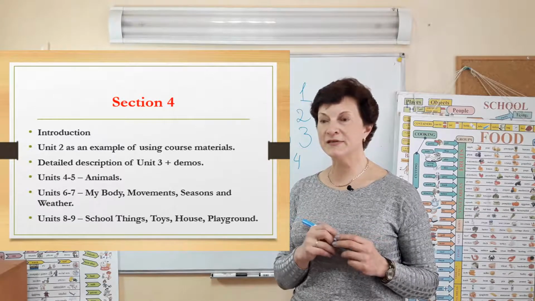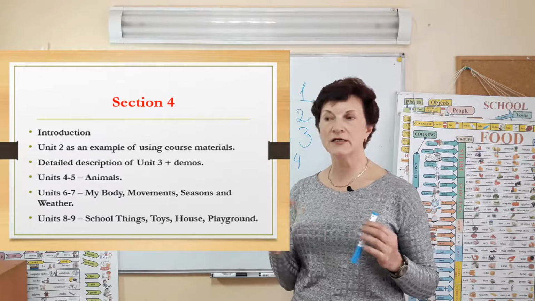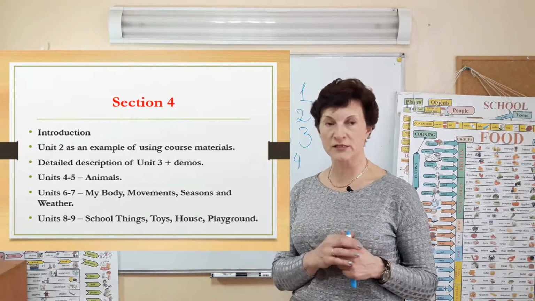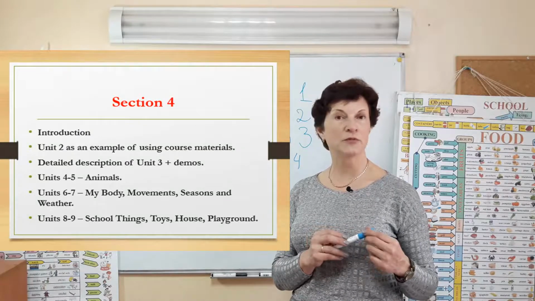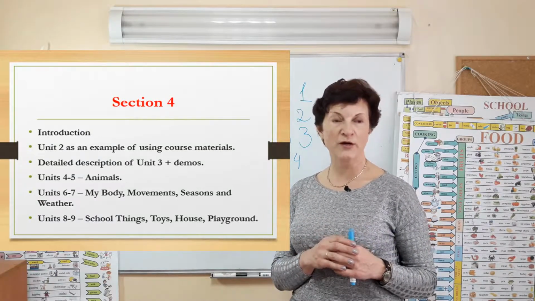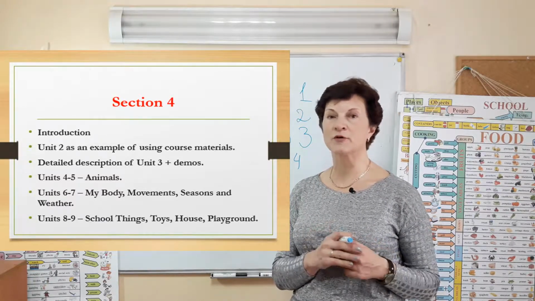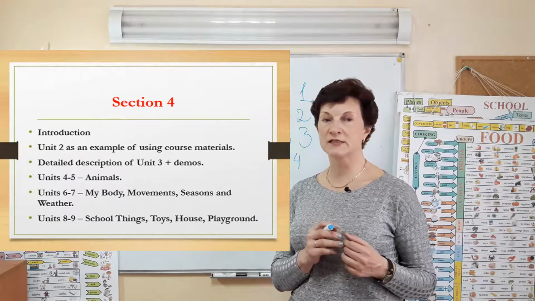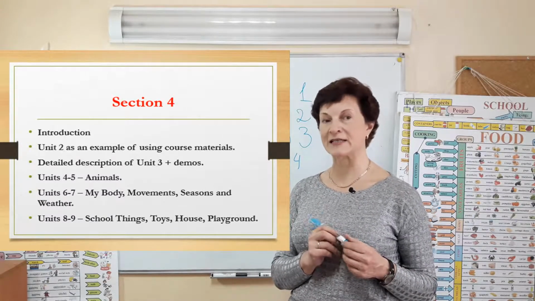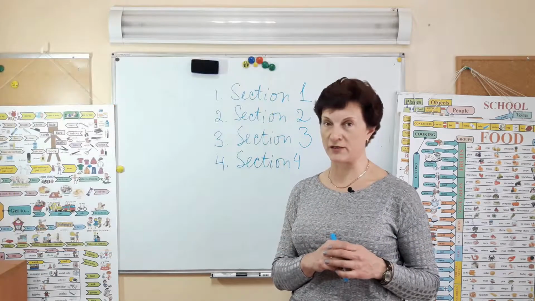Also, they will be given a detailed description of Unit 3, plus it will be illustrated with the demos of the students, and then we will discuss Units 4 and 5, where we talk about animals. In Units 6 and 7, we'll talk about body, movements, seasons, and weather. And finally, in Units 8 and 9, we'll discuss school things, toys, house, and playground.